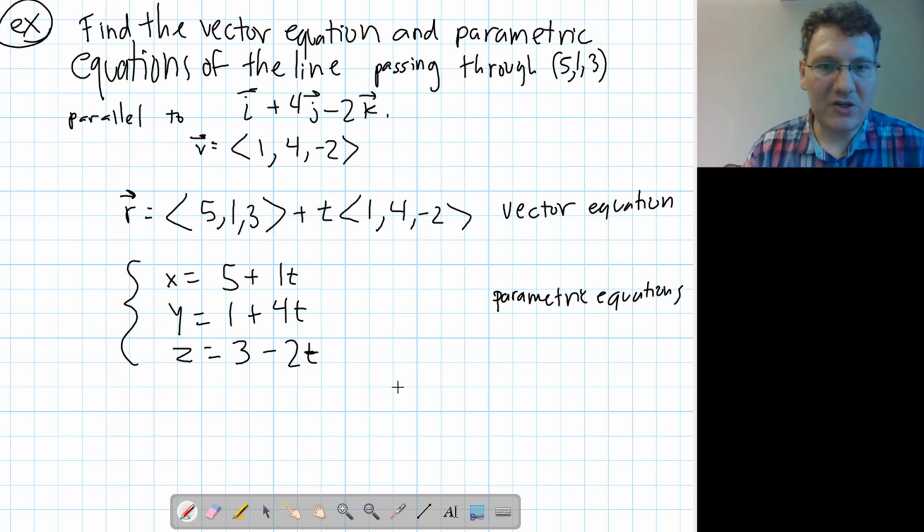Now it should be mentioned that any vector that is parallel to v could be used to create the equation of the line. So the equation of the line is not unique. There's actually an infinite number. Any scalar multiple of v would work to give you all of the points in the line. But at any rate, this is one vector equation that gives you the line that we're asked for here.